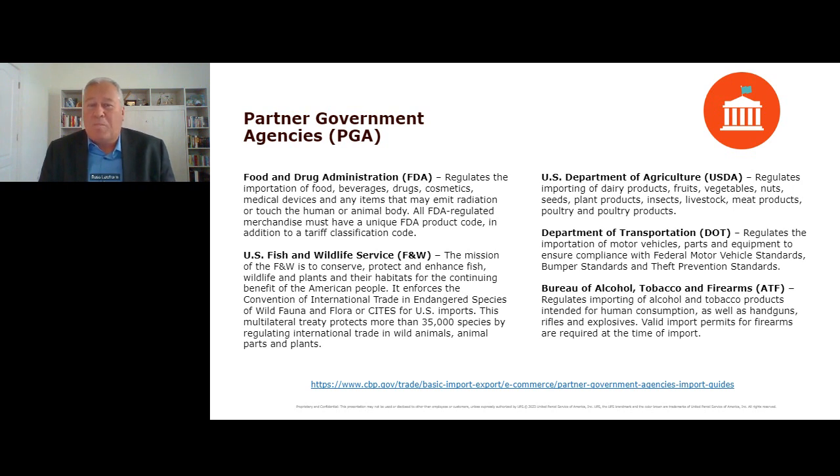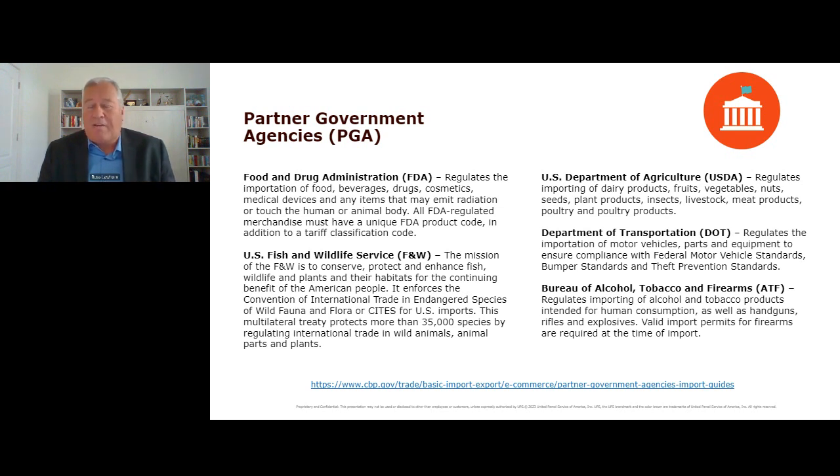The other one, U.S. Department of Agriculture, the USDA, they regulate dairy products, fruits, vegetables, nuts, seeds. So if you were thinking about importing some nuts, things like that, one, you're going to have to clear customs, and you're probably going to have to clear the USDA, the Department of Agriculture, as well. DOT, let's say you were going to bring in some aftermarket car parts, some safety belts, some things like that that are monitored and regulated by the Department of Transportation. So DOT could be another partner government agency that you may have to clear through, as well as CBP.